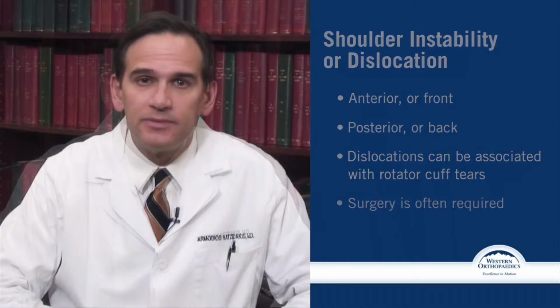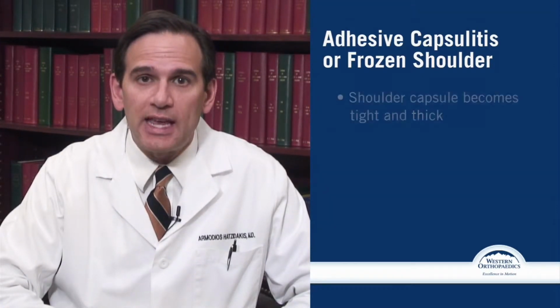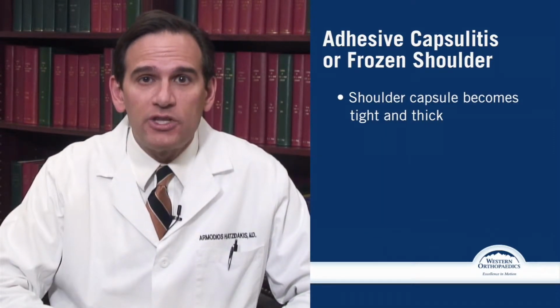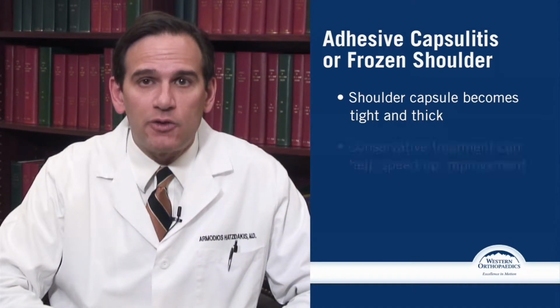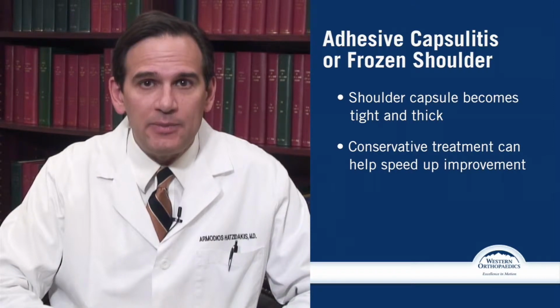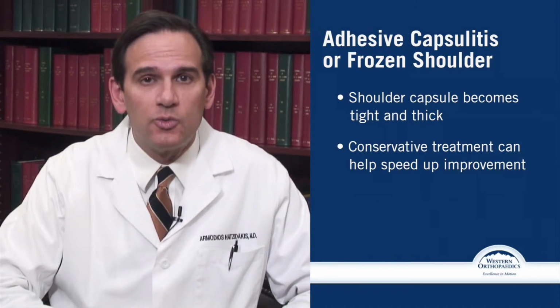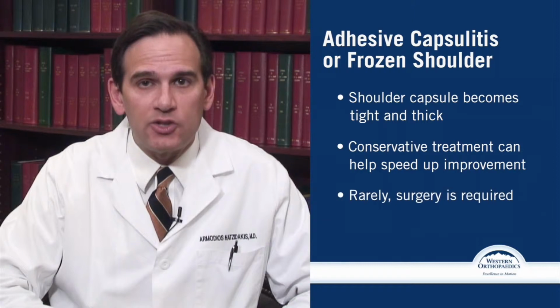The opposite of instability is adhesive capsulitis or frozen shoulder. This is a somewhat common condition that occurs when the capsule of the shoulder becomes tight and thick, usually for unknown reasons. Frozen shoulder is more common in diabetics and patients with thyroid problems. Usually, conservative treatment with a gentle stretching program, light pain medication, anti-inflammatories, and occasional cortisone injections can help speed up improvement with this condition. Rarely, surgery is required to manipulate the shoulder's motion back to normal or to surgically release the tight tissue arthroscopically.